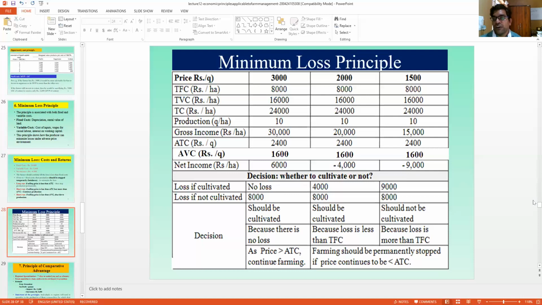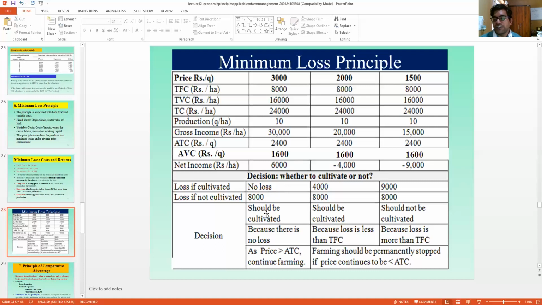Now, whether to be or not to be, like Shakespeare says. Whether to cultivate or not. By applying the minimum loss principle, you see, in the first case, there is no loss if the farmer is cultivating. But if the farmer is not cultivating, then he will be facing a loss of 8,000 rupees. Why? Because it is fixed cost. Whether there is bumper production or zero production, the farmer has to face the fixed cost. So if the farmer goes with cultivation, there is no loss. Anyway, he is going to get net income. But if he is not cultivating, he will be facing a loss of 8,000 rupees.